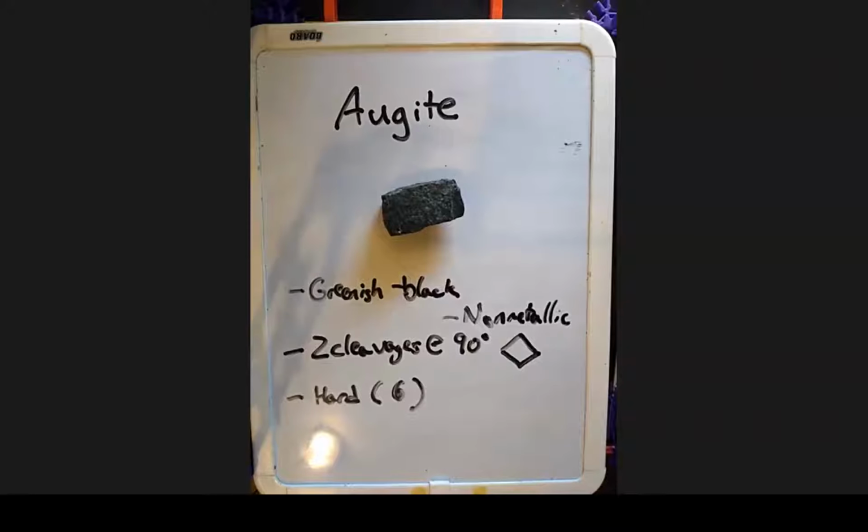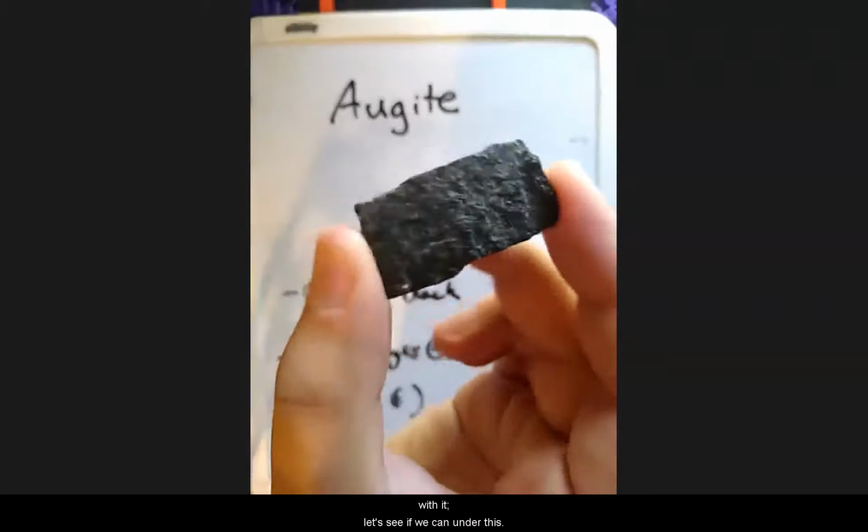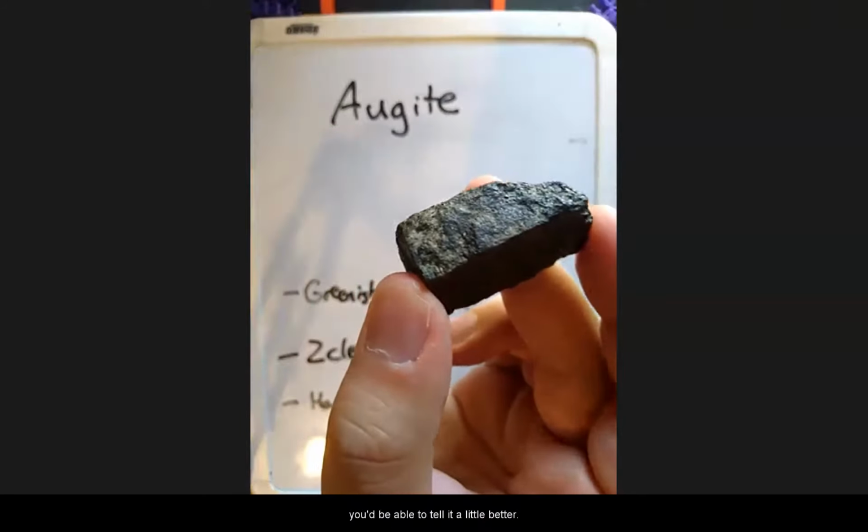Here's augite. It's got a greenish black color and it's non-metallic. It's got a vitreous luster, which means once again that it's kind of like a pane of glass if you pick it up and catch the reflections with it. We'll see if we can under this. Not super well, but if you had a hand sample of it, you'd be able to tell a little better.